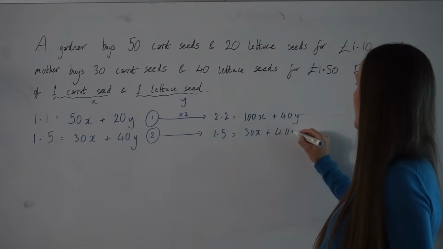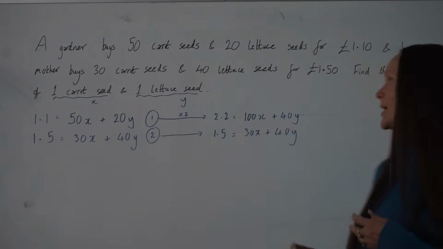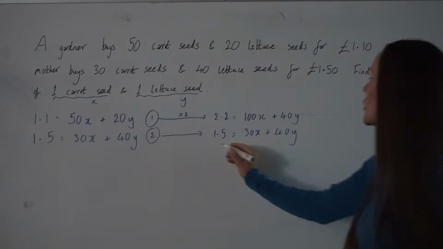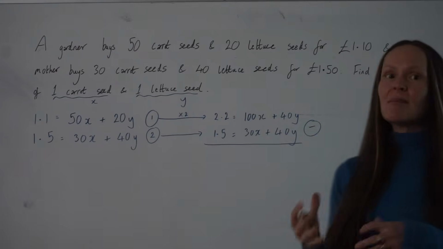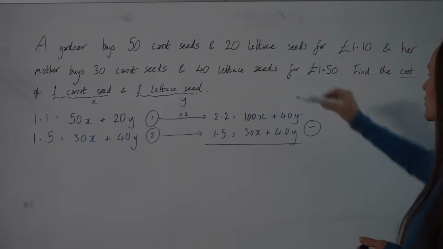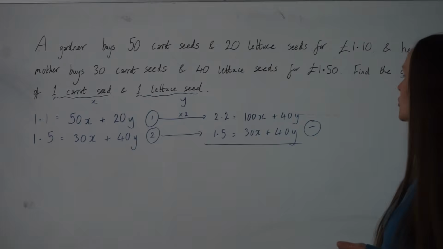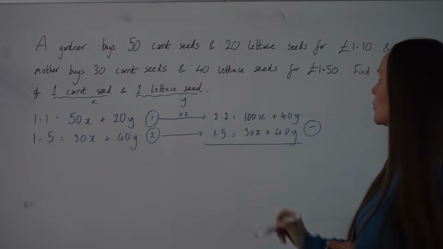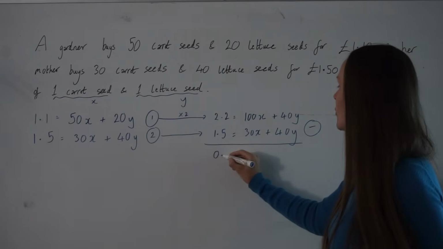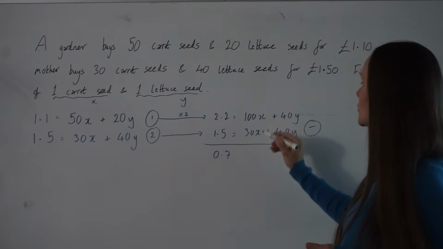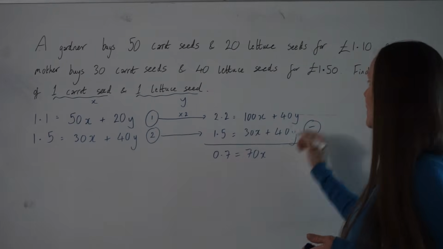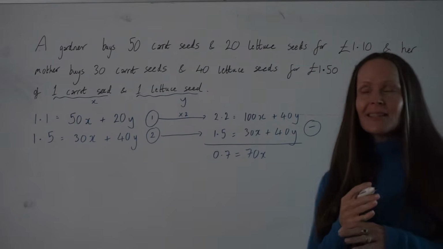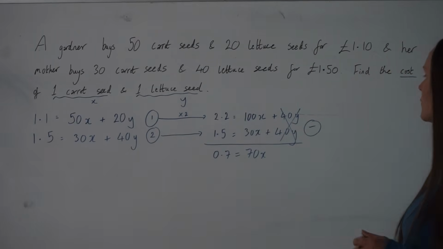And then remember, we're going to subtract these 2 equations to eliminate the y values. Remember, it doesn't matter which way round you subtract the equations, you'll get the same answer either way. Okay, we're just doing here the top one minus the bottom one. So 2.2 take away 1.5 is 0.7. 100x take away 30x is 70x. And 40y take away 40y is 0. Okay, so those y terms have gone.